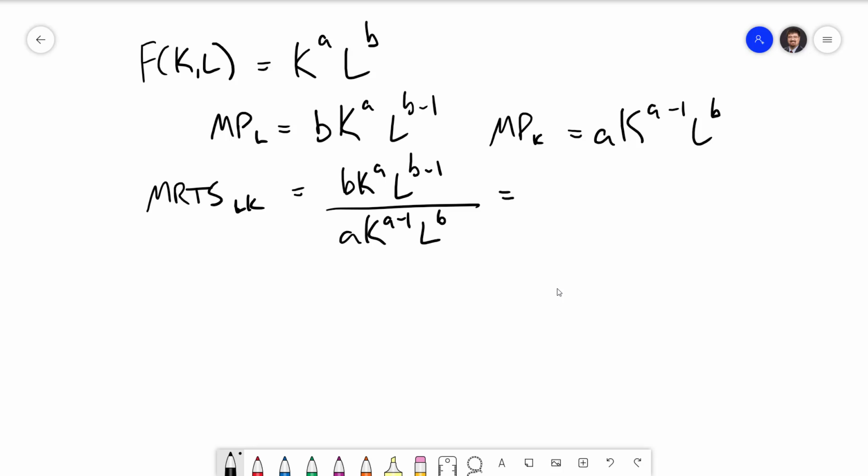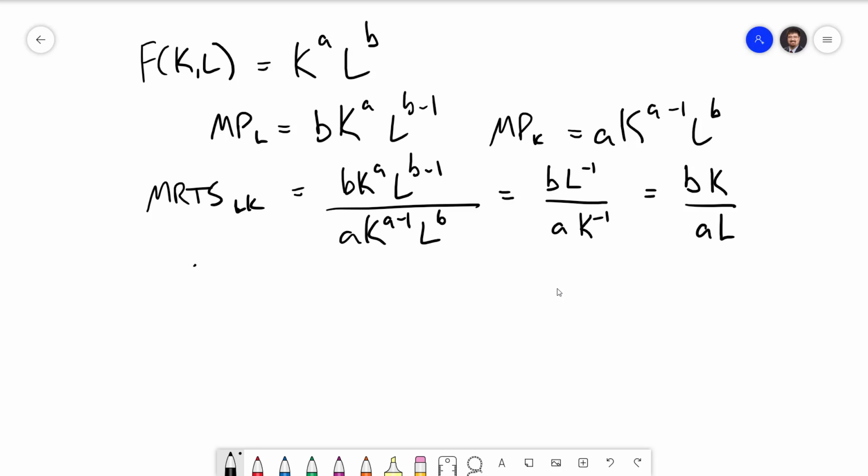We'll now simplify this using the rules for exponents. We have a k to the a on the top and a k to the a minus 1 on the bottom. The k to the a's will cancel, and the same thing with the L to the b's. That's going to leave us with b L to the negative 1 over a k to the negative 1. The rules for exponents tell us that if we have a negative exponent, we just move it to the other side of the fraction, so we end up with bk over aL.